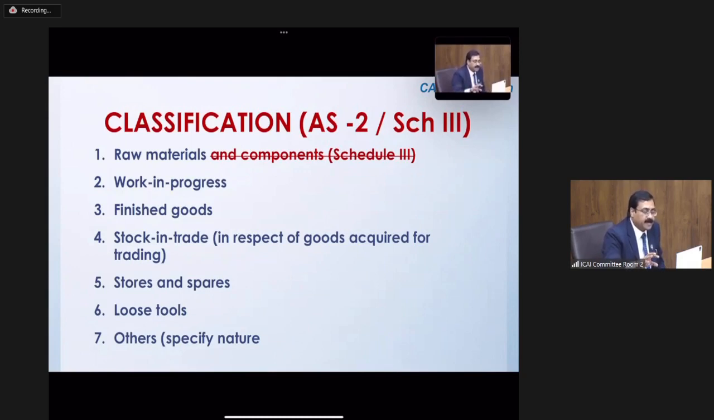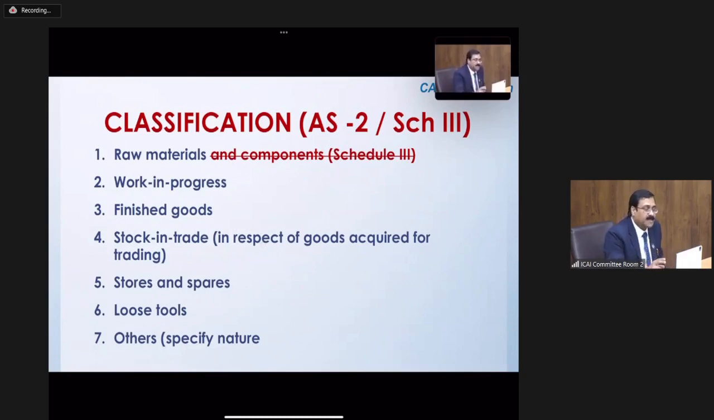If there is "other", then you have to specify the nature. If you go to Schedule 3, that does not talk about components. So it talks about raw materials, work in progress. If you see the companies, even in the case of Ind AS 2, you'll see that the classification is done as per Schedule 3, which is required as per this requirement of, I would say, raw materials, work in progress, and all these things. So it has to be like this.